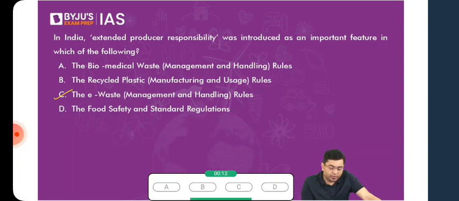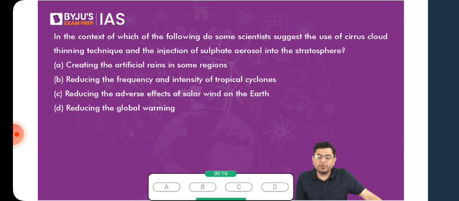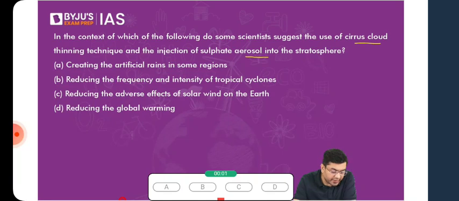In the context of which of the following do some scientists suggest the use of cirrus cloud thinning technique and the injection of sulfate aerosol into the stratosphere? For which of these can the techniques be used? Creating artificial rains in some region, reducing the frequency and intensity of tropical cyclones, reducing the adverse effects of solar winds on Earth, or reducing global warming.